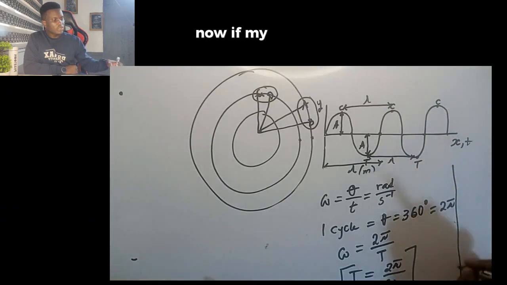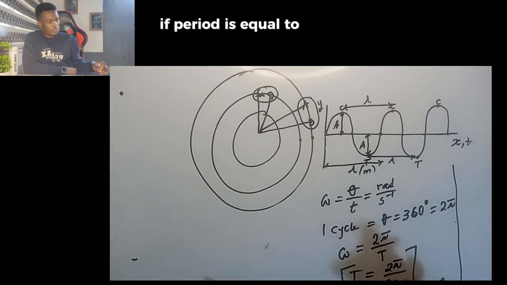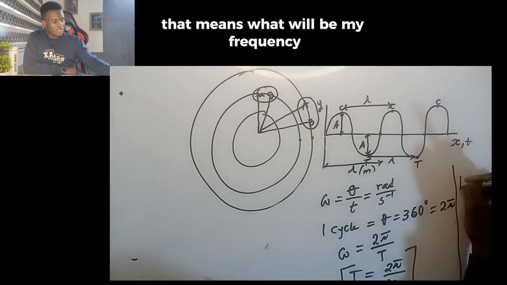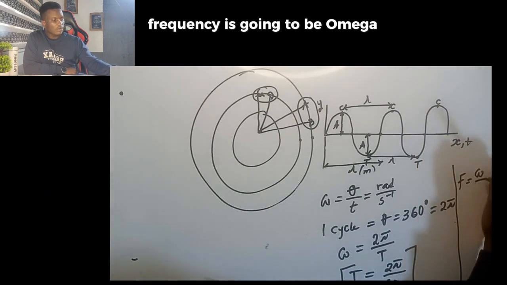Now, if period is equal to 2 pi over omega, what will be my frequency? Frequency is going to be omega over 2 pi.